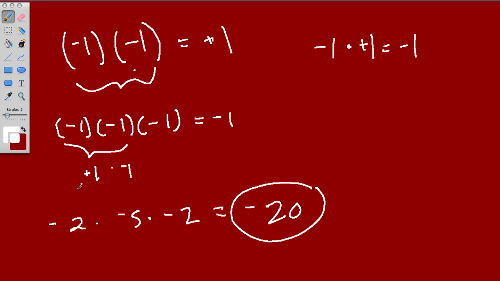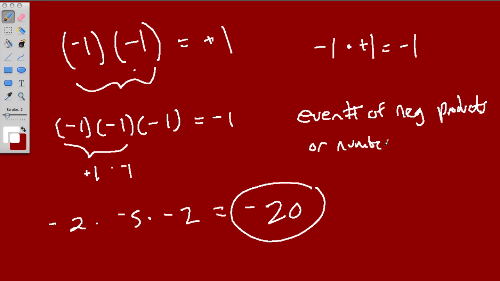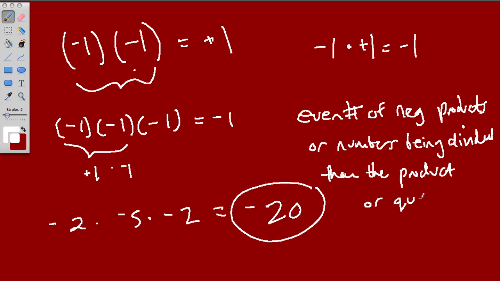So one of the underlying things that we're looking at throughout this whole video is the number of negatives and positives. If there's an even number of negative products or numbers being divided, divisors and dividends, then the product or quotient will be positive. So that's one thing to think about as we're going through this.